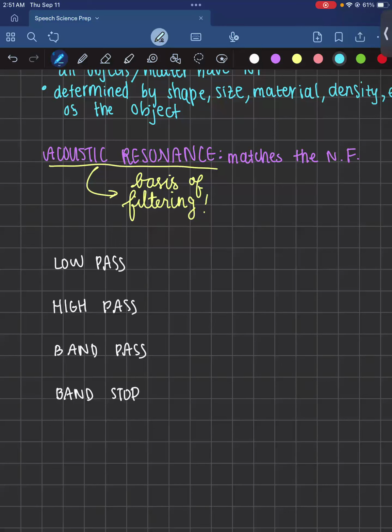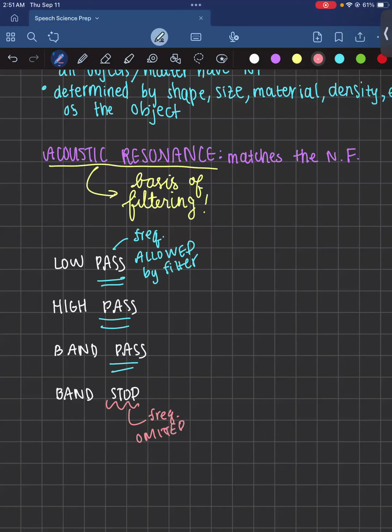So when you hear this term pass to begin with, think these are the frequencies that are allowed by the filter. And when you hear the word stop, vice versa, think these are the frequencies stopped or omitted by the filter.